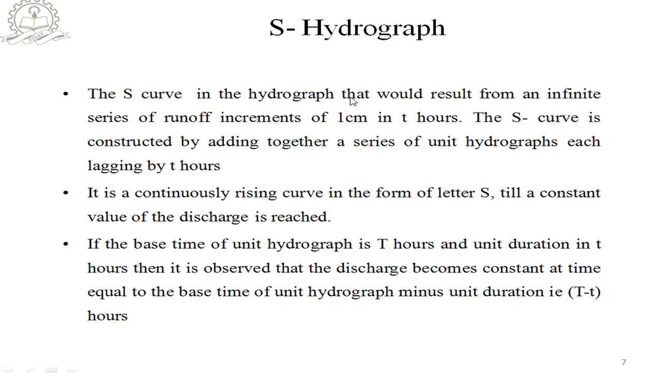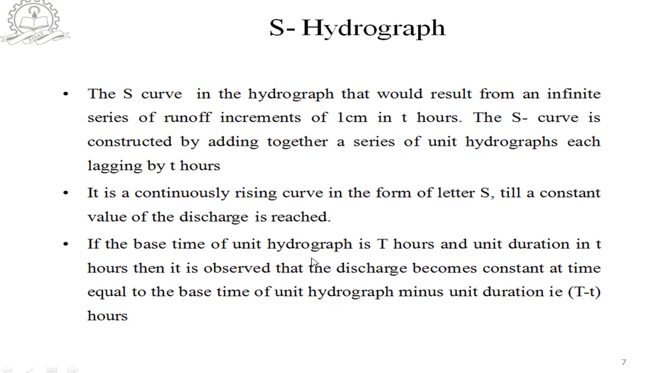The S-curve is the hydrograph that would result from an infinite series of runoff increments of 1 centimeter in t hours. The S-curve is constructed by adding together a series of unit hydrographs, each lagging by t hours. That is, we are considering a unit hydrograph where there is a rainfall excess of 1 centimeter in each t hours, and we add these hydrographs together to obtain the S-curve hydrograph. It is a continuously rising curve in the form of the letter S till a constant value is reached.